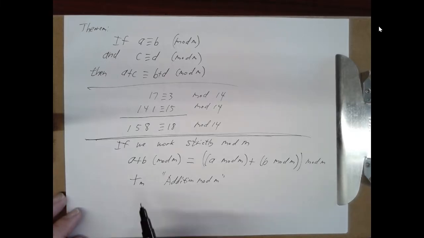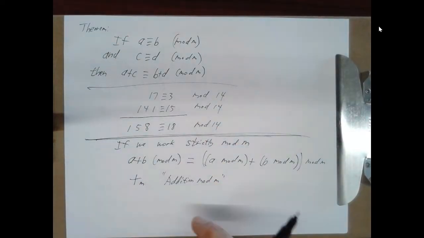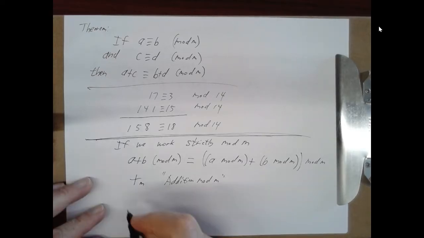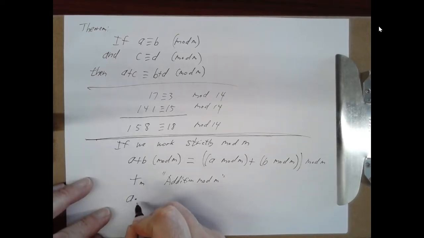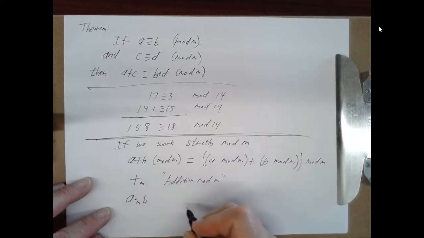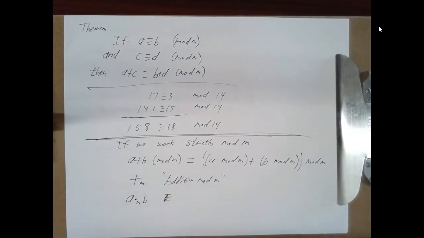If we have two numbers, 17 and 3, that are both equivalent, we can add 17 to something, we can add 3 to something. We should end up with the same answer in the final reckoning when we reduce everything modulo 14 in this case. And it turns out there's also a multiplication operation. A times b mod m will be equal to a reduced mod m times b reduced mod m.